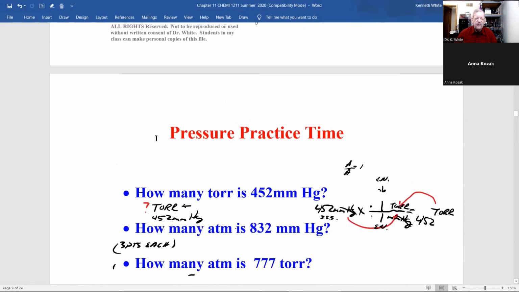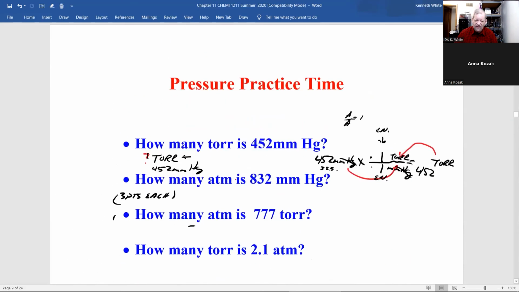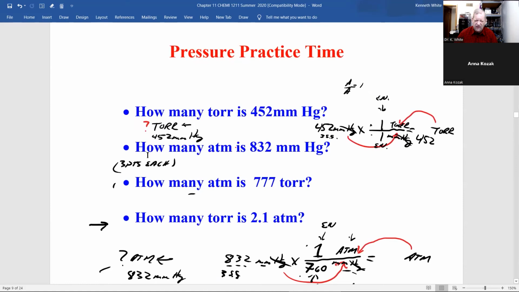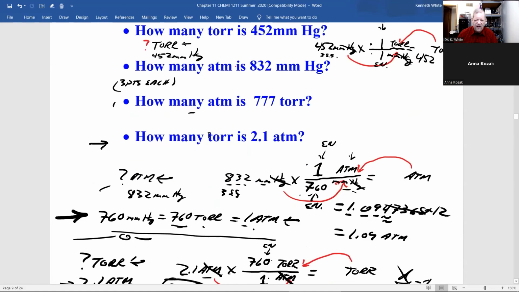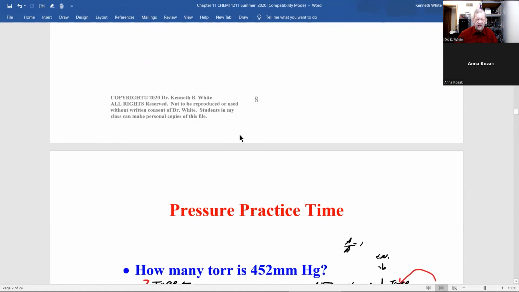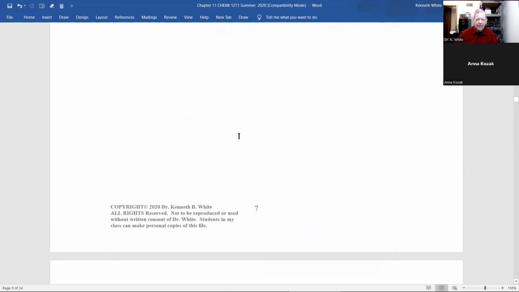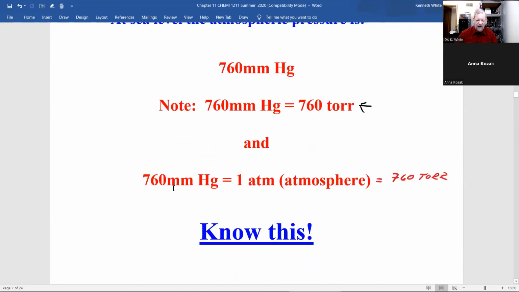So you should make sure you know how to convert from torr to millimeters, millimeters to torr, and from atmospheres to millimeters of mercury or millimeters of mercury to atmospheres, and from torr to atmospheres or atmospheres to torr. And what do you use? This right here. This will be given to you for quiz number 2.